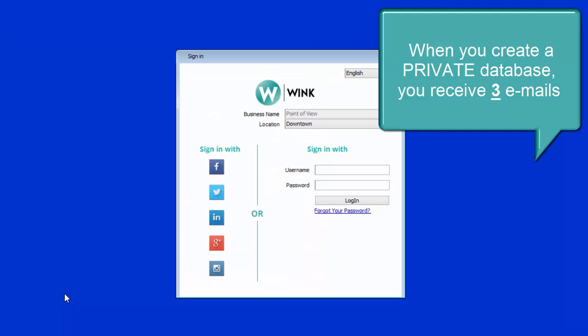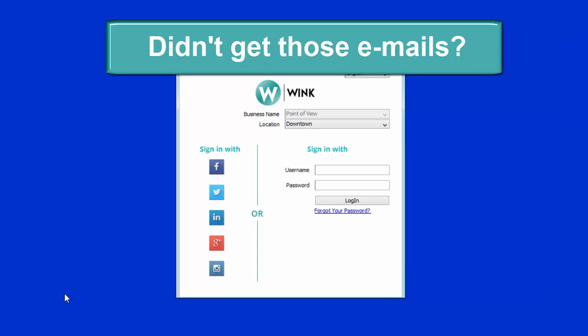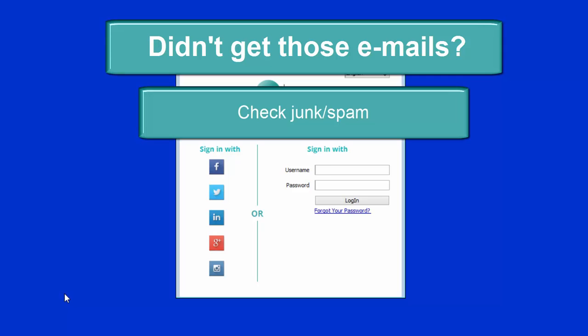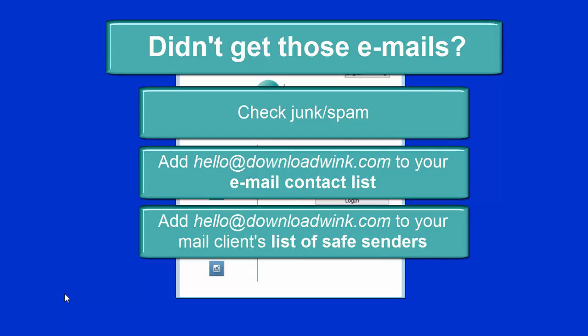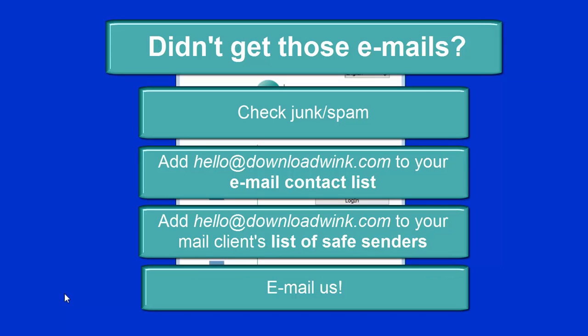Next, when you first created your private database, you were sent 3 emails. If you haven't received those 3 emails, you should check your junk or spam folders to see if they aren't there. Then, add hello@downloadwink.com to your email contact list. Finally, add hello@downloadwink.com to your mail client's list of safe senders. Once you've completed that process, email us to request that we resend you those 3 emails.